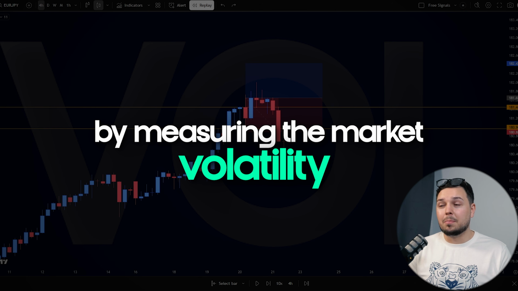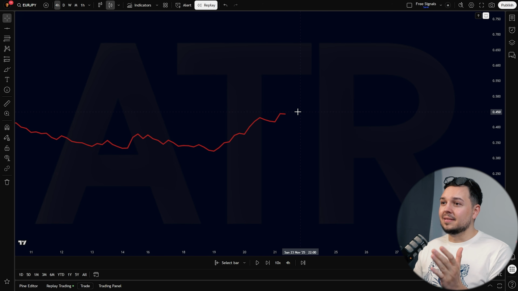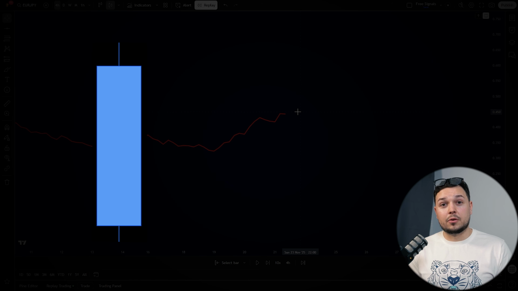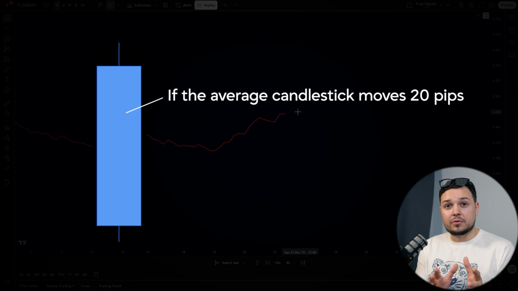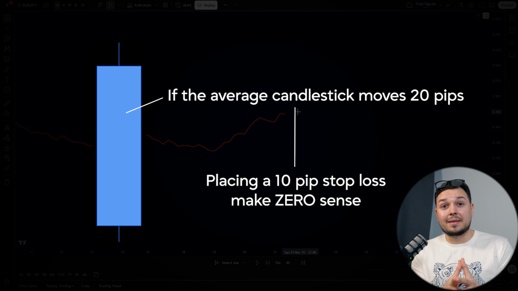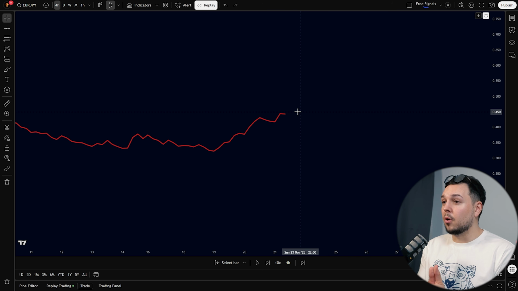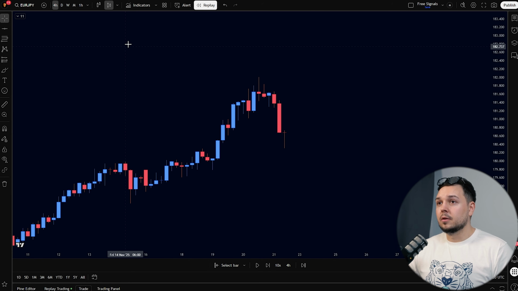And how do we do it? By measuring the market volatility. This is the ATR indicator. ATR will tell you how far price normally moves. So the logic is, if the average candlestick moves 20 pips, placing a 10 pip stop loss makes zero sense. ATR will solve that problem automatically for you. So where do we find it?